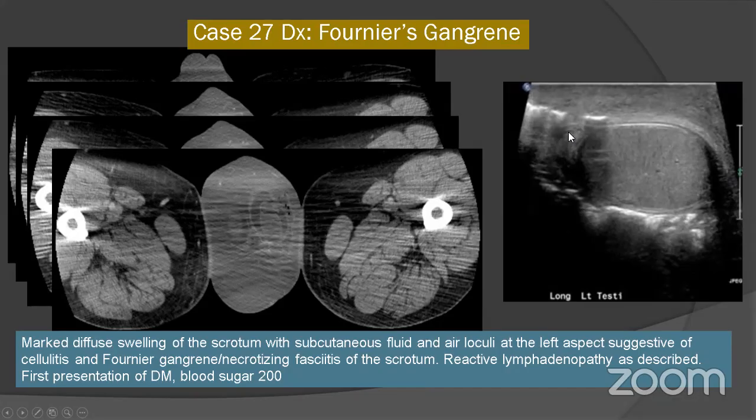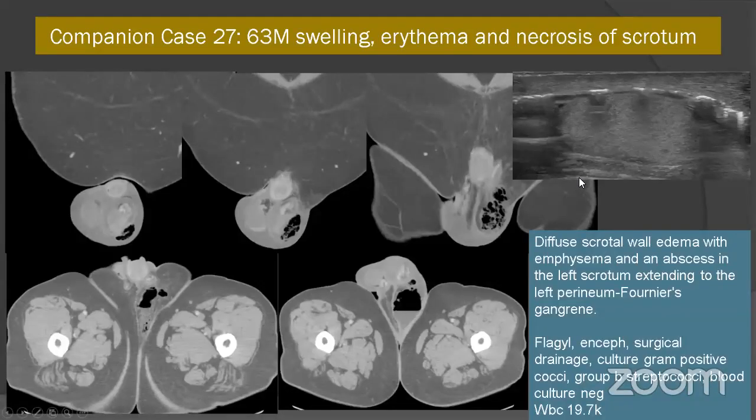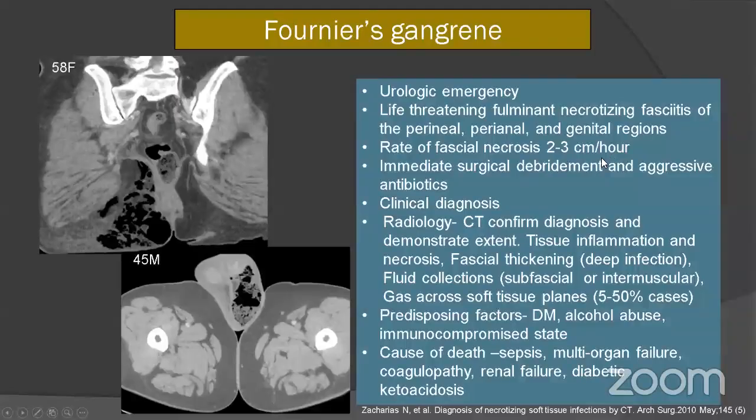Ultrasound of a similar case demonstrating the dirty shadowing from the echogenic foci in the scrotal wall, indicating gas. And another companion case, again, large air fluid collection with diffuse scrotal wall edema, and that's extending into the perineum. A case of Fournier's gangrene, was strep B positive and had leukocytosis, had to undergo surgical drainage, and ultrasound showing the dirty shadowing from the echogenic foci in the scrotal wall.